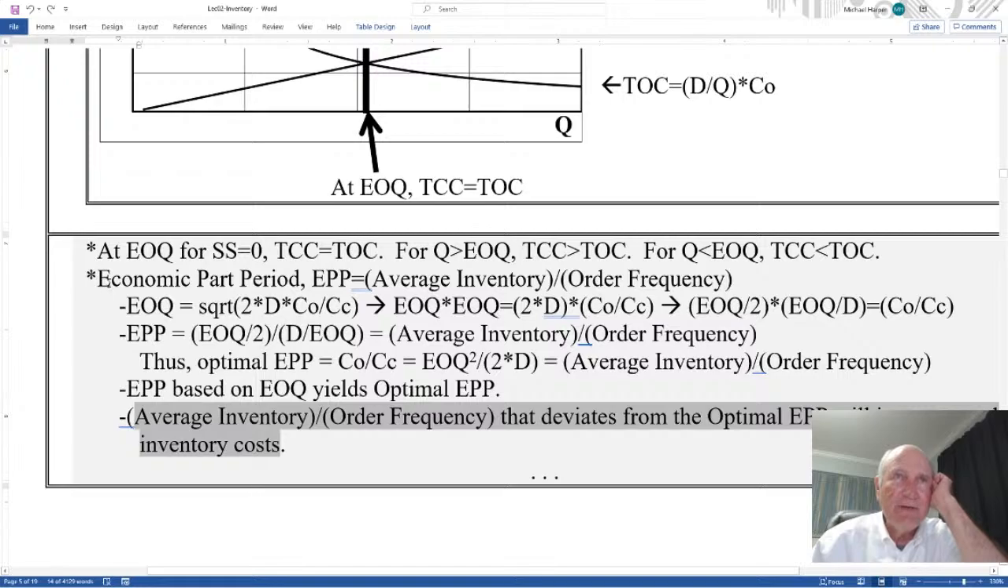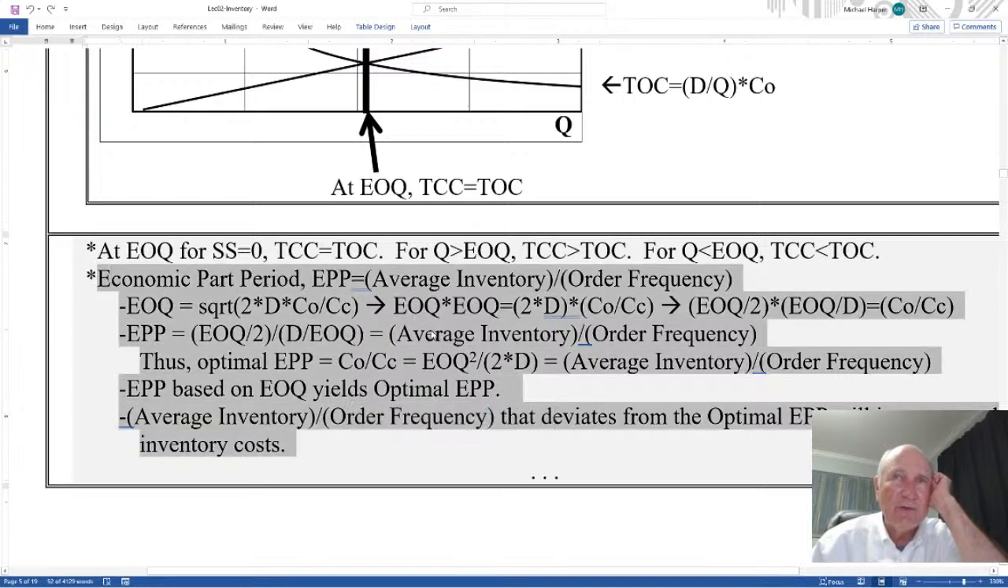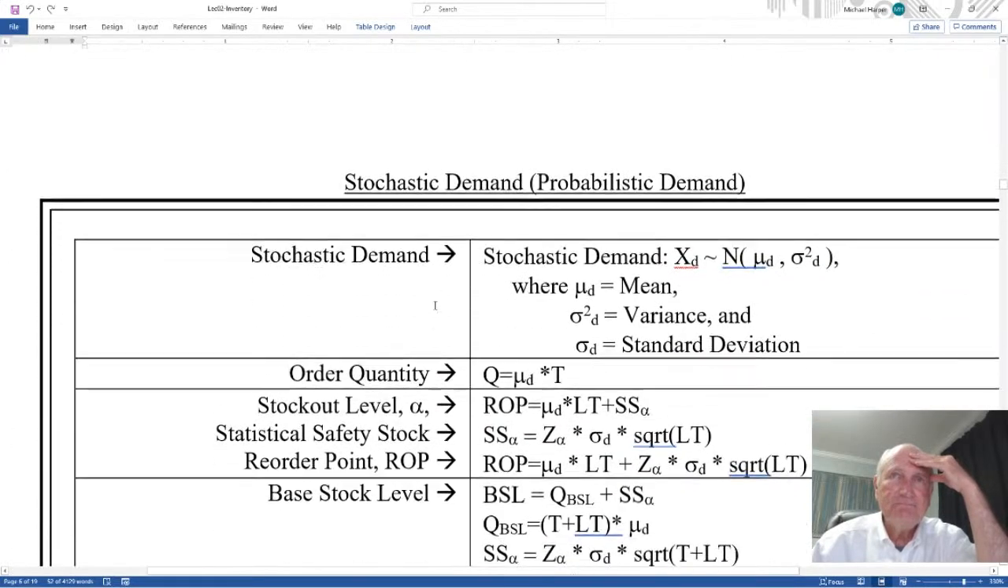And it's this EPP, economic part period, that we will use when we get to the ABC classification within the next hour. Okay.